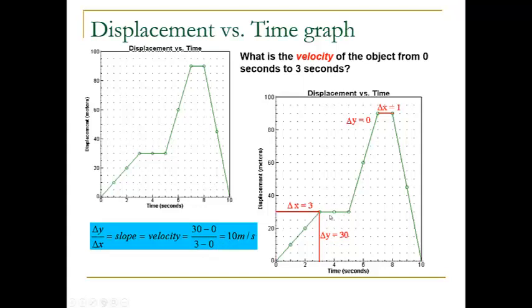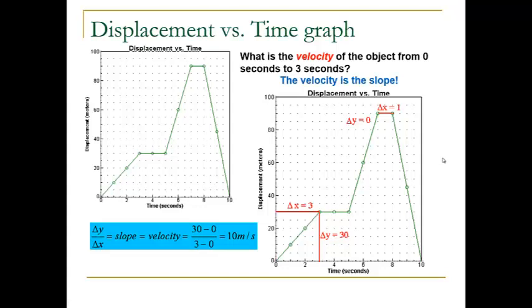If you look at your next time frame, going from 3 seconds to about 5 seconds, look at your rise. There is no rise, so it would be 0 over 2, which is why your velocity at this point is 0. So you've stopped moving.